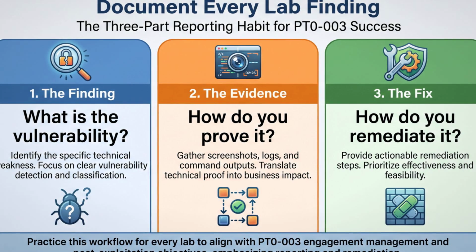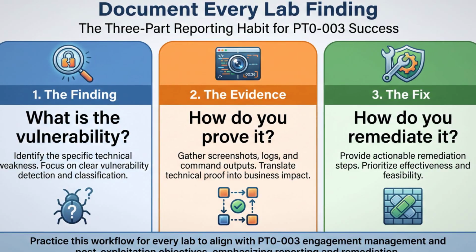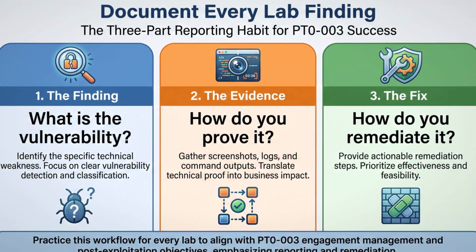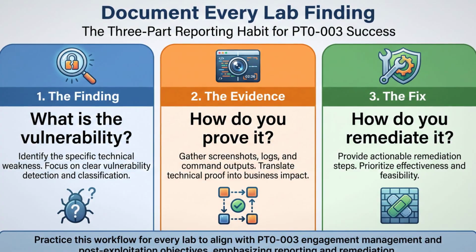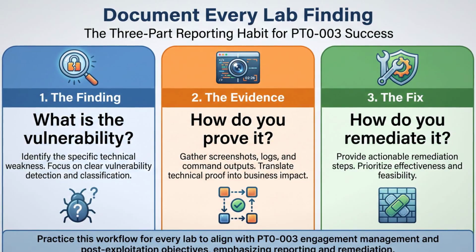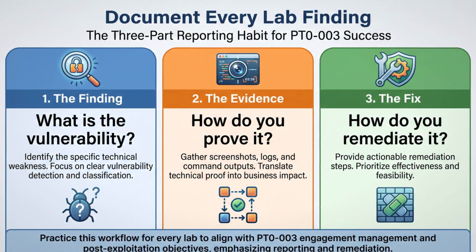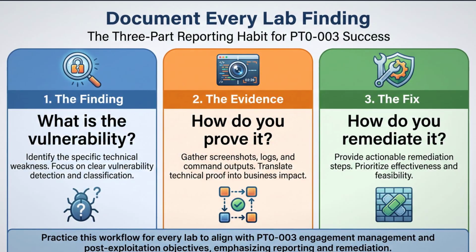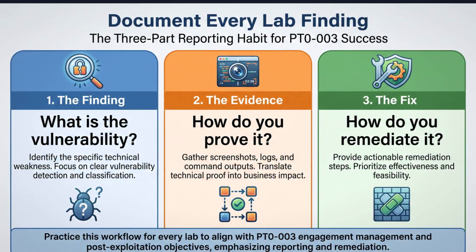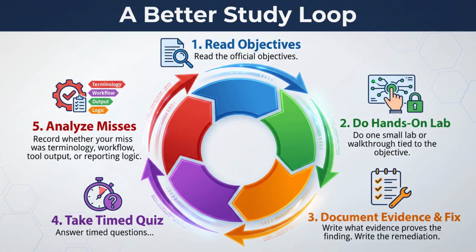A key part of the modern PenTest+ workflow is reporting. The PT0-003 objectives don't treat this as an afterthought. Reporting and remediation are integrated throughout the process. This means you must practice translating technical evidence into business impact. For every lab you complete, get in the habit of writing down 3 things: the finding, the evidence that proves it, and the recommended fix. This practice directly prepares you for exam questions that aren't just about finding a flaw, but about explaining its risk and solution.